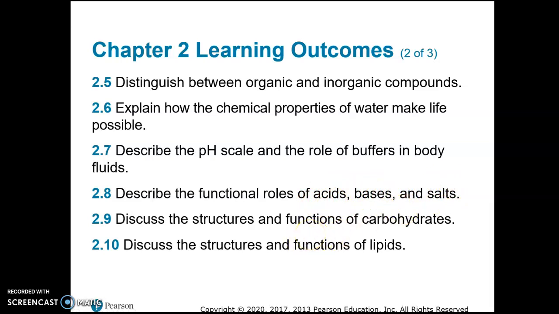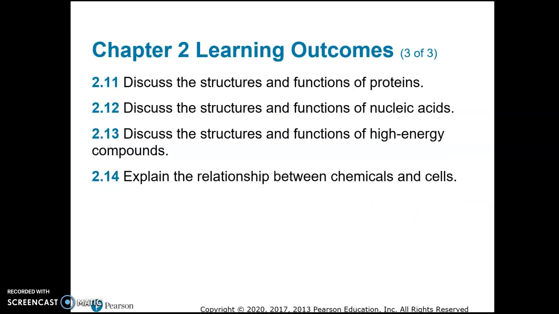2.9 through 2.12 are going to be learning outcomes about the major macromolecules that compose our bodies. And they're going to be carbohydrates, lipids, proteins, and nucleic acids. And then we will have a section on high energy compounds like ATP. ATP, or adenosine triphosphate, is the molecule that our cells use for energy. And then the relationship between chemicals and cells.